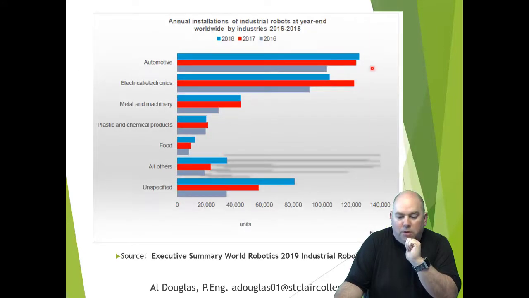And then in what industries? Automotive, you'll see, is the leader up there right now. Electronics is catching up quite a bit as well. That has changed over the years. Electronics is being very highly automated now. And then metal and machinery, and then everything else down below there. But basically automotive and electronics are the two big ones.